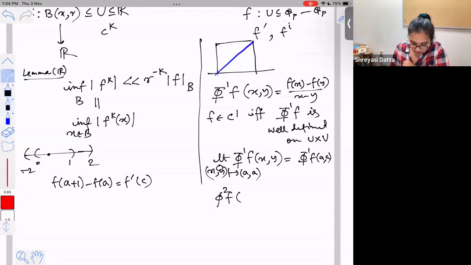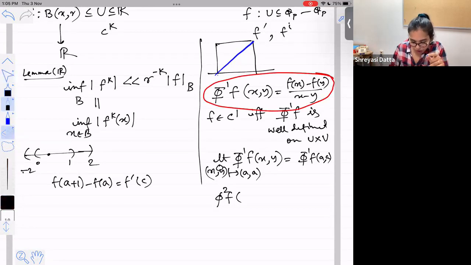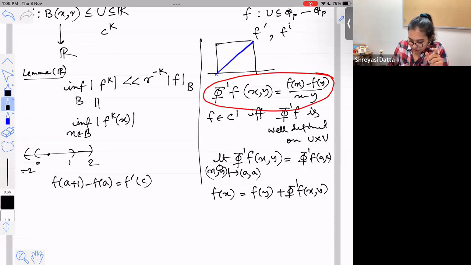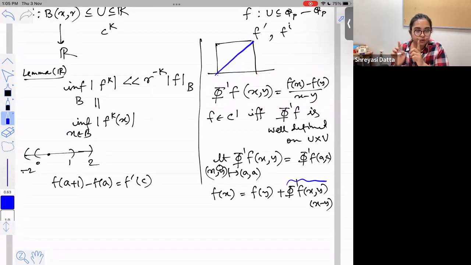So note that because I define this phi1 of f, x, y in this manner, I can say something, not really the mean value theorem, but something which looks similar to it, which is that f of x equals f of y plus phi1 f x y times x minus y. In case of R, this would be some f prime of c, but here you don't have that; this is a function on two coordinates. And we are going to exploit that. We are going to use this definition.